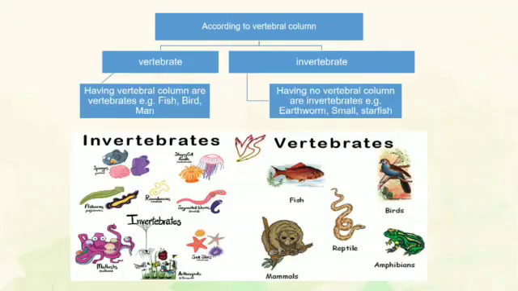Let's know about animals according to vertebral column. Animals that have backbone or spinal column are known as vertebrate animals. For example, fish, bird, man. Whereas animals that neither possess nor develop a vertebral column or backbone are called invertebrate animals. For example, earthworm, starfish, etc.